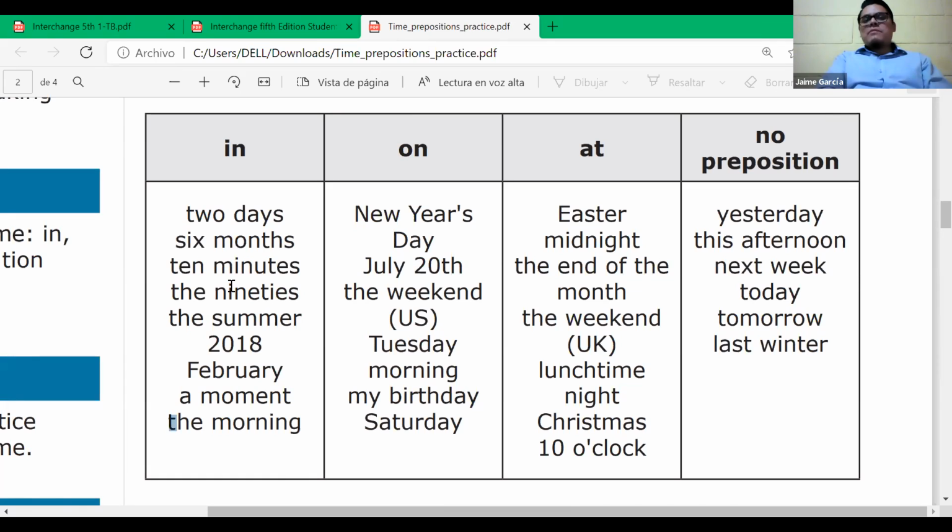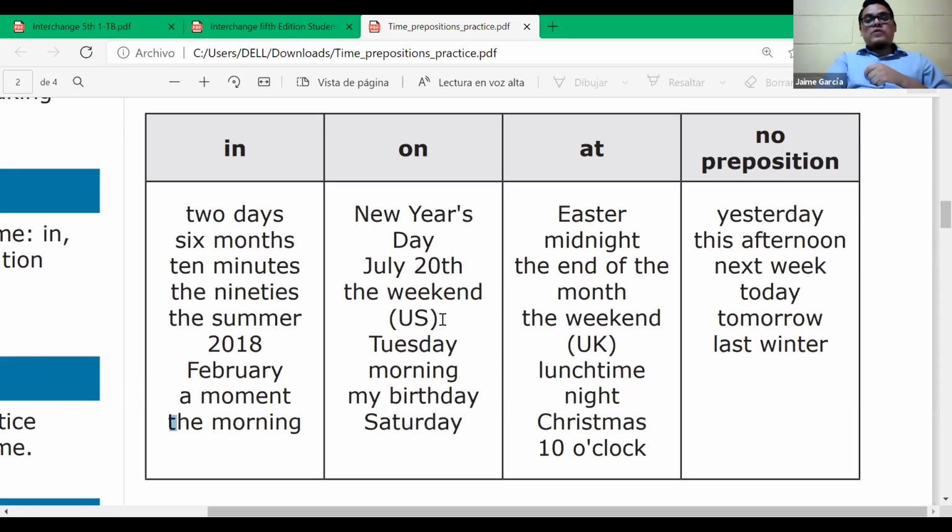The 90s, what about the 90s? We're talking about years, right? We're talking about years, so we say in. Okay, what about on? New Year's Day? On July 20th? On the weekend? In this case, guys, you see weekend classified into two different categories. On and at, and both are correct.